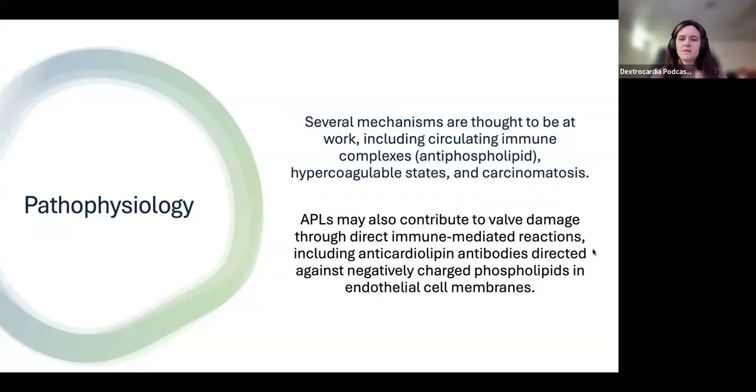There are several mechanisms that are thought to be at work for these. They include circulating immune complexes. They're made of antiphospholipids, and they react to that exposed tissue, and then the hypercoagulable state, and then carcinomatosis, so just the systemic circulation of the malignancy. APLs may also contribute to valve damage through the direct immune reactions that they're having. So anticardiolipin antibodies directed against the negatively charged phospholipids in endothelial cell membranes. That's what they believe is causing all that destruction and the growth of those emboli.